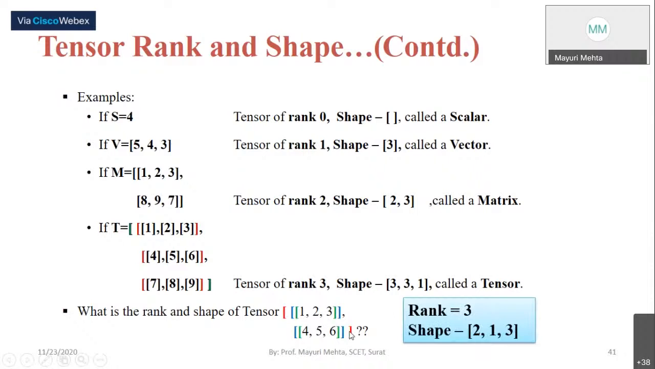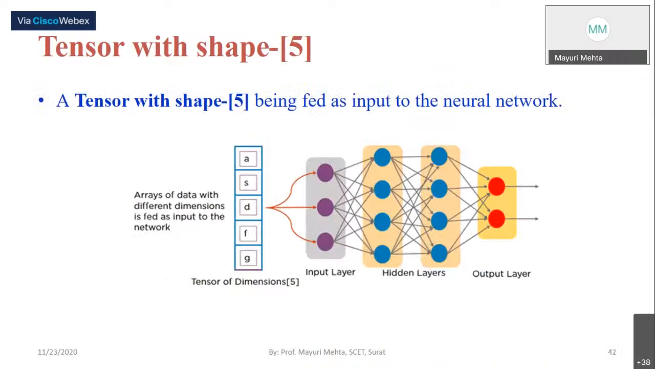This is rank 3: there are 3 dimensions, and in each dimension 2 blue elements, so 2 outermost, then 1, and in each of these inner dimensions there are 3 elements, so this would be the shape, right? Now you will come to know why I am discussing the shape and rank and why it is required. Because this is how data is fed to your neural network, to your machine learning model in TensorFlow, right?